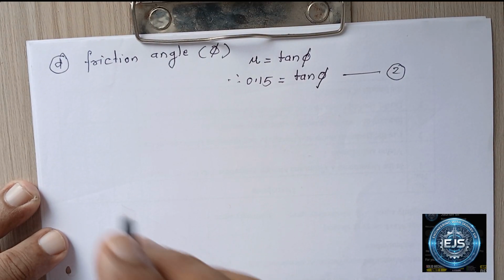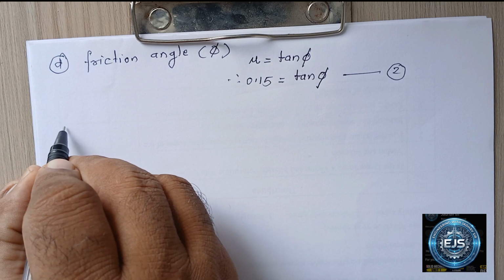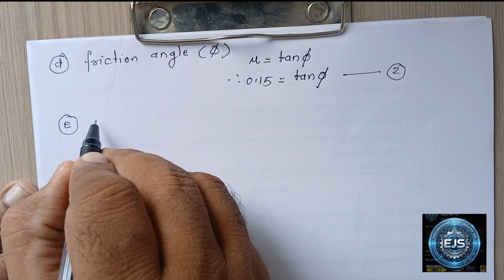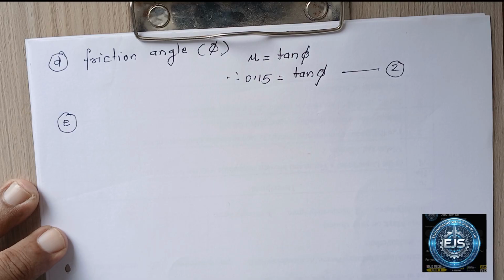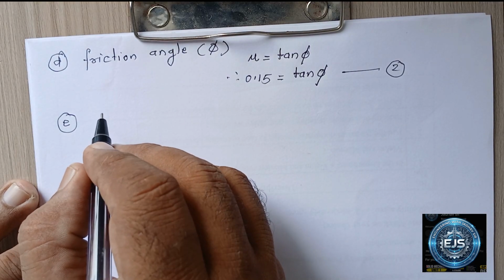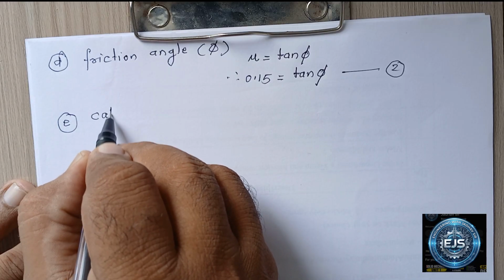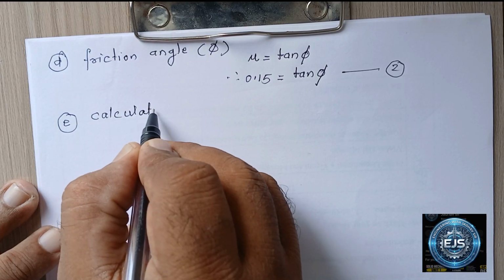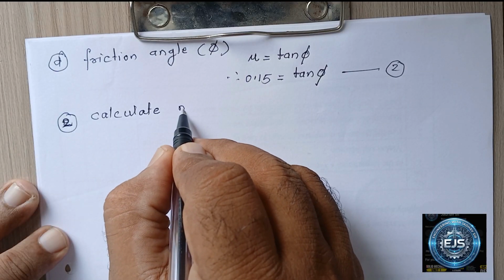Then we have to calculate the mean collar radius as per the uniform wear theory. In the problem it is stated that we calculate the force applied by the machinist, or the clamping force required to clamp the workpiece. So as per uniform wear theory, we have to calculate the mean radius of the collar. So we'll say this is step 2. Calculate the mean radius of the collar.